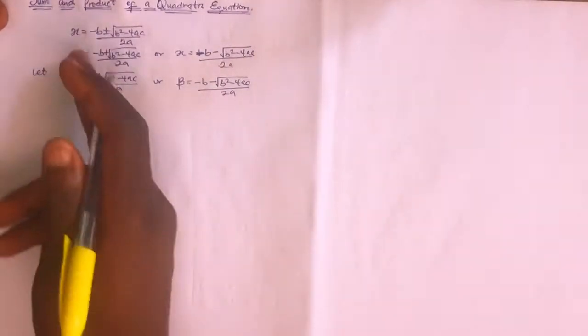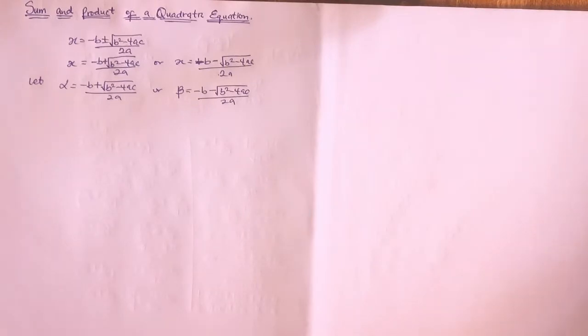The reason is that I'm having the same variable, x and x, so it won't be easy for me to say sum of the roots and product of the roots, because if I say sum of the roots, that means I will be adding x plus x, and that gives 2x. So it doesn't make sense. Let me just represent them with another notation. My alpha equals minus b plus root of b squared minus 4ac over 2a, and my beta equals minus b minus root of b squared minus 4ac over 2a.